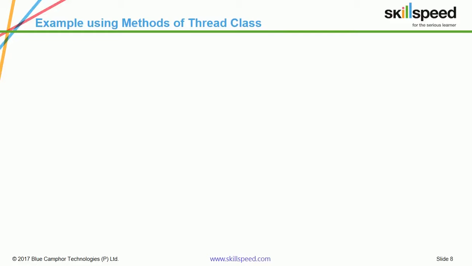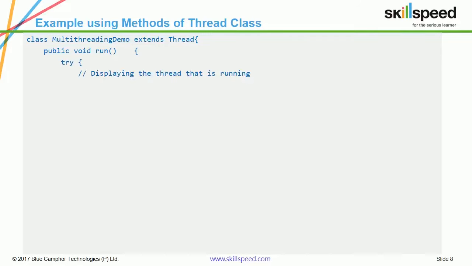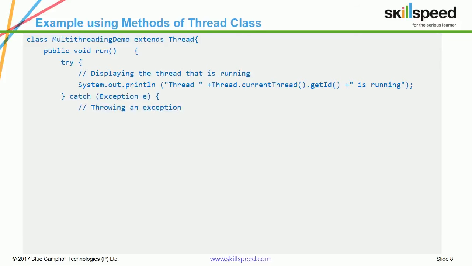Let us look at a small example using the methods of Thread class. Class MultiThreadingDemo extends Thread, where I have my public void run method and a try-catch block inside it. In the try block, I am displaying the thread that is running using System.out.println, Thread plus Thread.currentThread().getId() is running. In the catch block, I am printing System.out.println exception is caught.